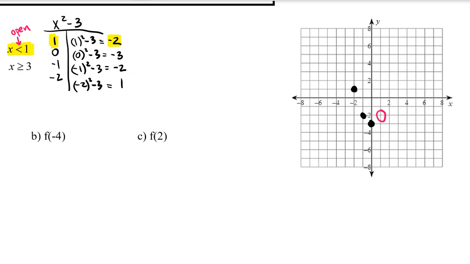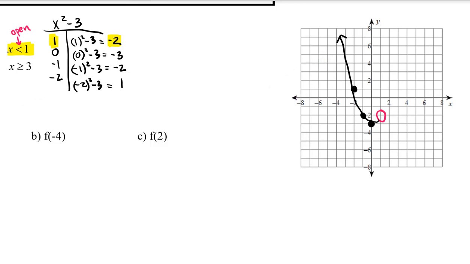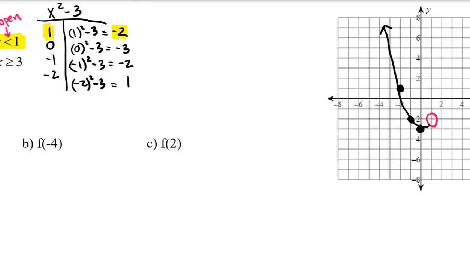We can kind of see a parabola starting to form here, but again, we're only graphing that piece. And that's all you've got to do. We're not graphing the whole parabola, we're only graphing that piece of the parabola. So that's that part right there.